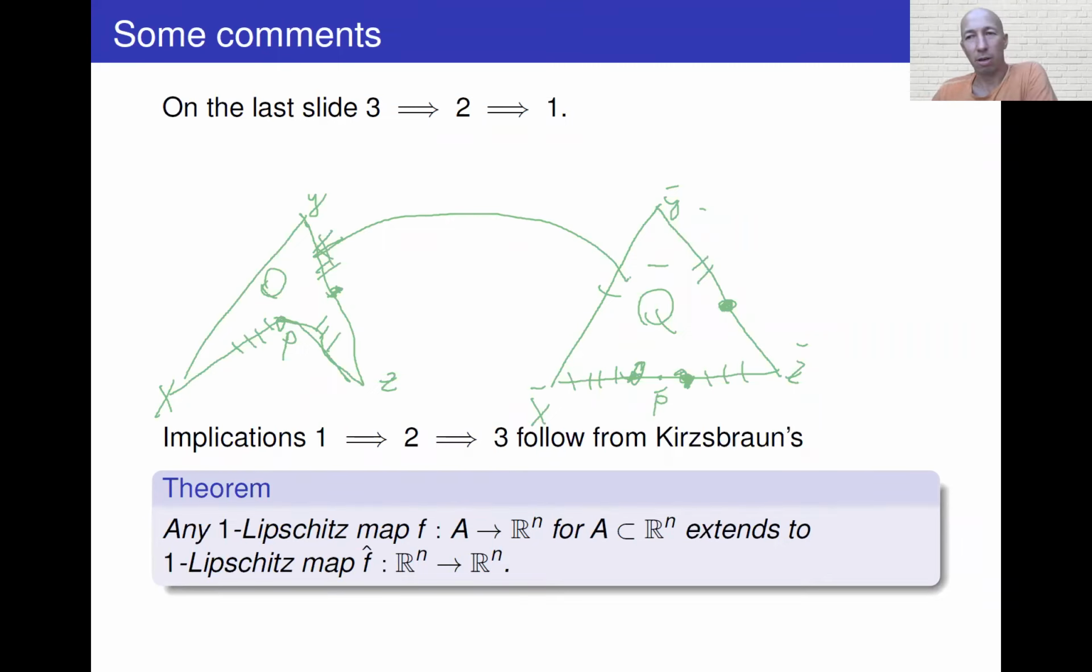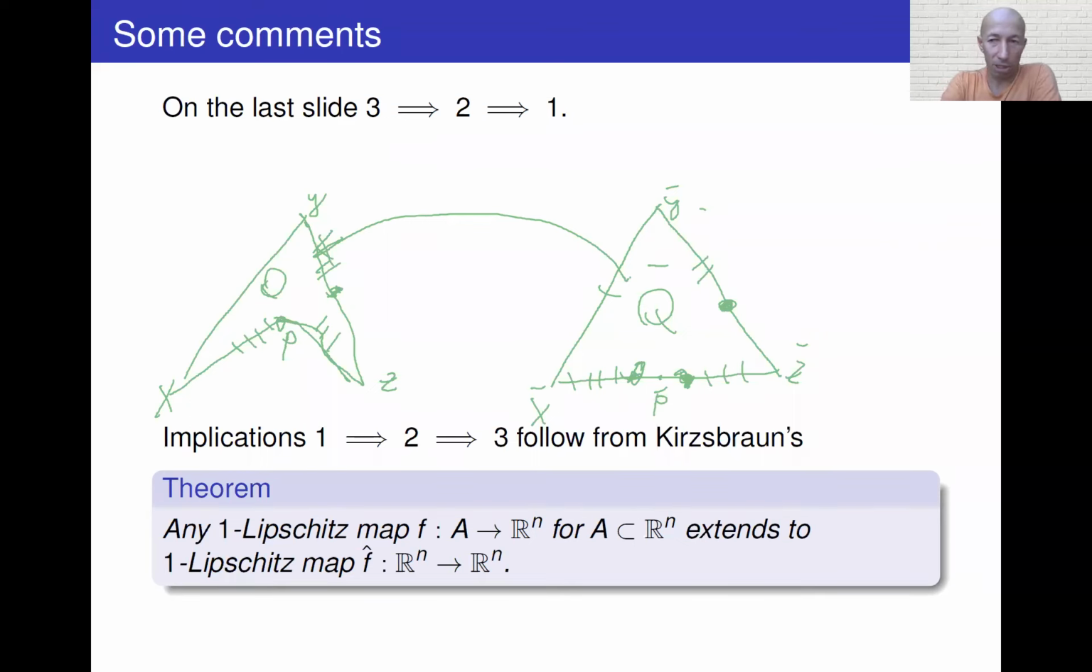follows from the so-called Kirszbraun's theorem. Again, this is the Euclidean version of it, and we will see another version of it later. It tells you the following: whenever you have any subset of the Euclidean space and a one Lipschitz map from this subset to the Euclidean space, then this map extends to a one Lipschitz map of the whole Euclidean space.